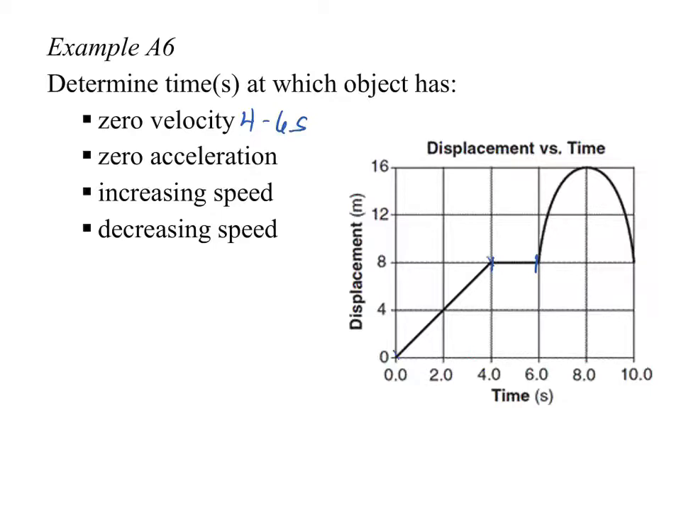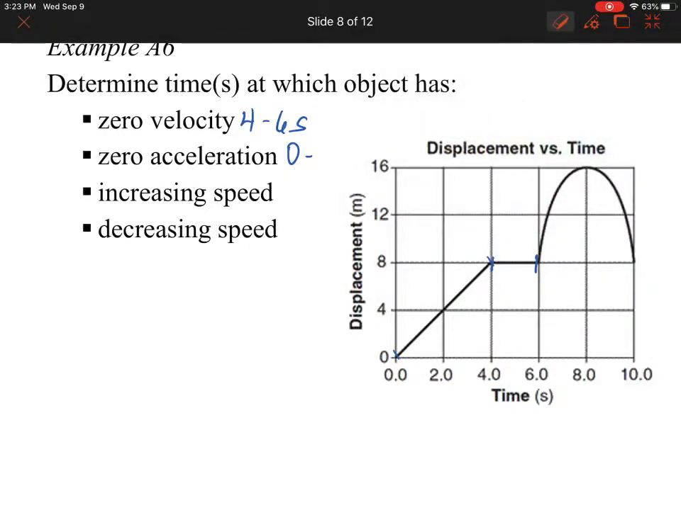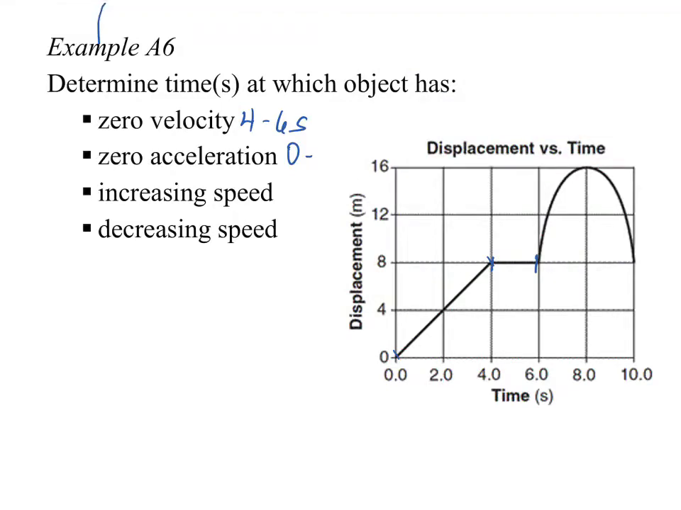So there we go. There's our nice straight line from 0 to 4. That's nice uniform motion, so that is 0 acceleration. Technically, well, actually, what about 4 to 6? Is that 0 acceleration? It is. I know it's 0 velocity, but guess what? 0 velocity still means 0 acceleration. So the most correct thing to put here would be 0 to 6 seconds for 0 acceleration.